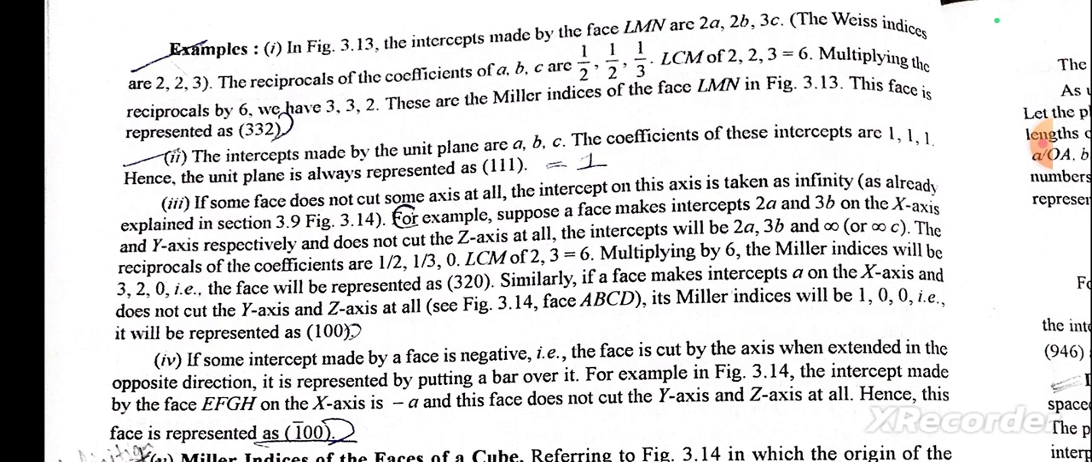Second, the intercepts made by the unit plane are a, b, c, and the coefficients of these intercepts are 1, 1, 1. Hence the unit cell plane is represented as (111).